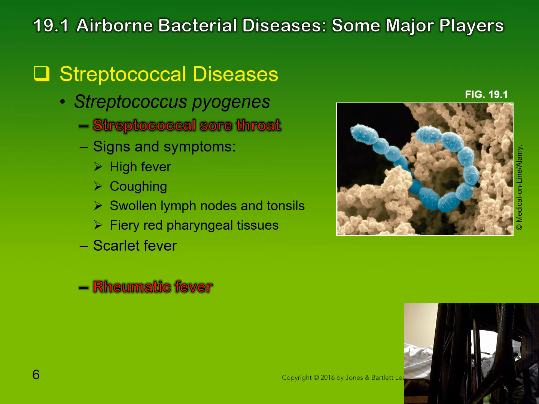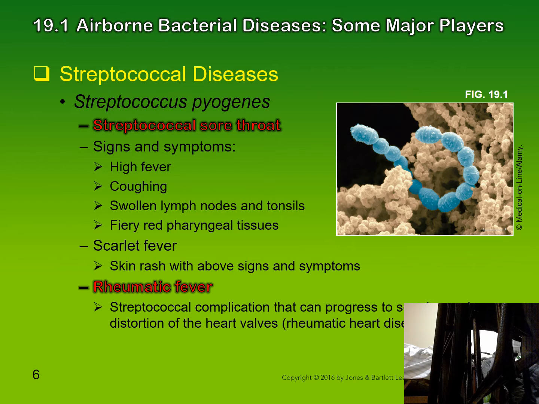Okay, Streptococcus pyogenes can also cause scarlet fever, and you can have a skin rash, with the other symptoms being the high fever and the coughing. Rheumatic fever is a streptococcal complication that can progress to scarring and distortion of the heart valves. And rheumatic fever can give you rheumatic heart disease.